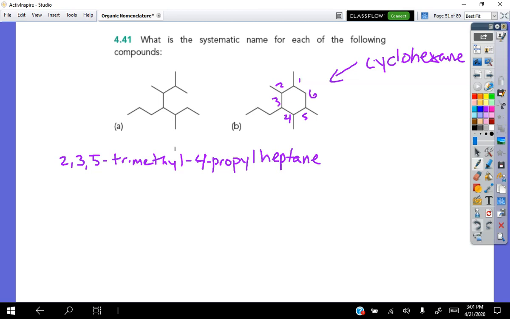So again, same process as we did in letter A. I'm going to combine 1, 2, 4, and 5 for my methyl group. Since there's 4 of them, I'm going to use the prefix tetra. And then on the third carbon is propyl.